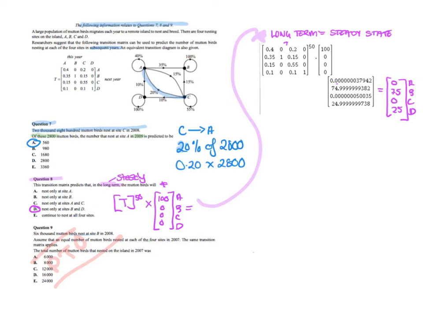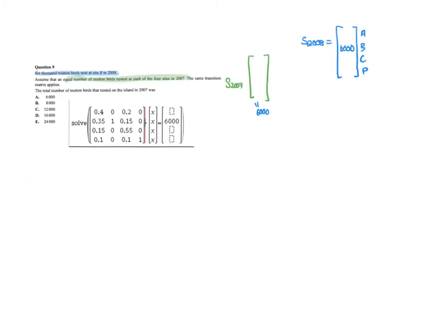All right, so this question 9, sorry, I didn't have enough room on this page, popped it on the next page, but you guys have it there. So let's have a look at this question 9. 6,000 mutton birds nest at site B in 2008. Assume equal number of mutton birds were at the 4 sites in 2007. The same transition applies, and the total number of birds nested at the island in 2007.